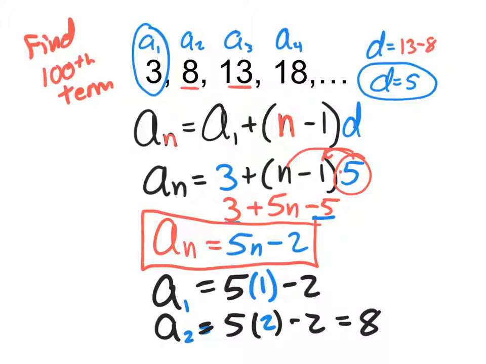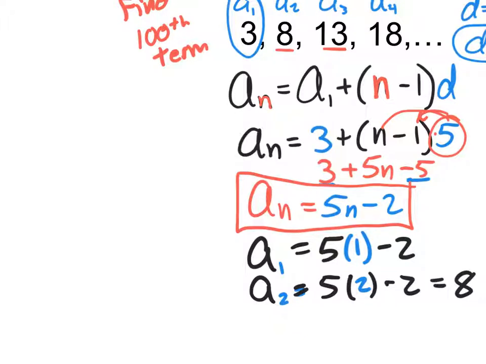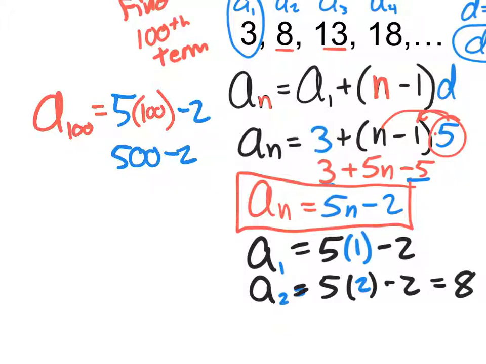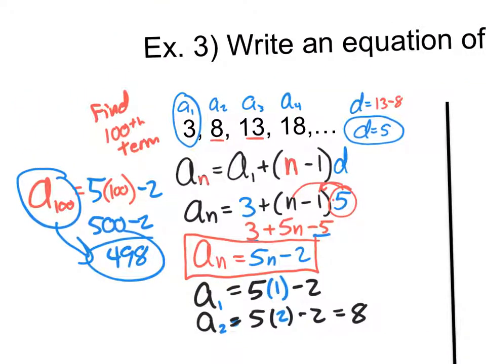You could find it if you had a lot of time by continuing to add 5, add 5, add 5, and you keep doing that 100 times so you could get to the 100th term. But if you know the general rule, you could just say, okay, I could find the 100th term by simply doing a sub 100. What's the work for a sub 100? It's 5 times 100 minus 2. So that's really 500 minus 2. That's really 498. Ladies and gentlemen, the 100th term on this list is 498. Isn't that amazing? Right?